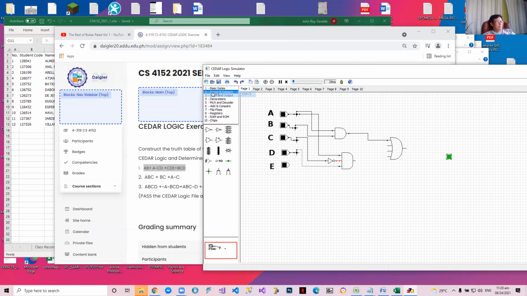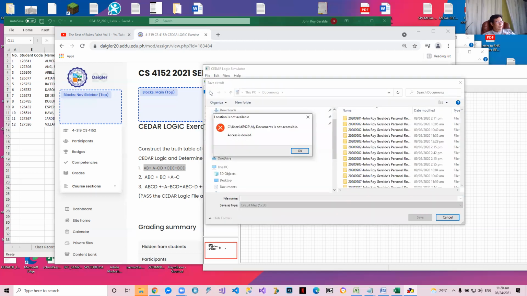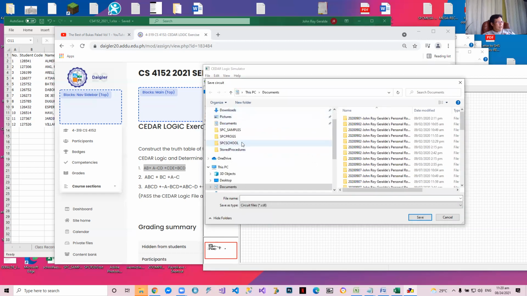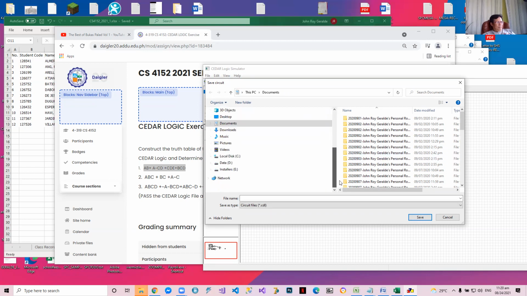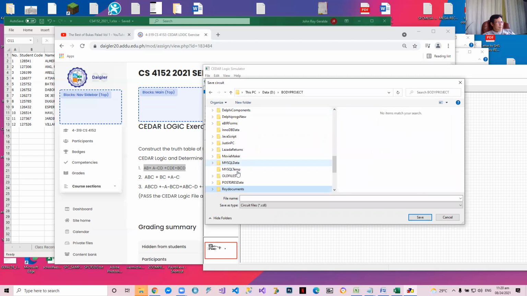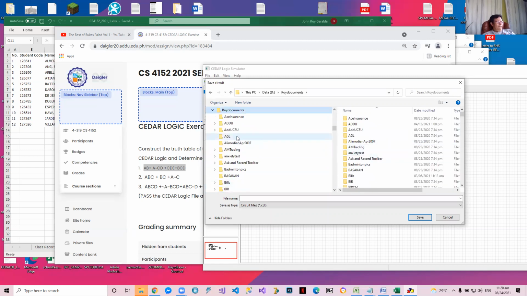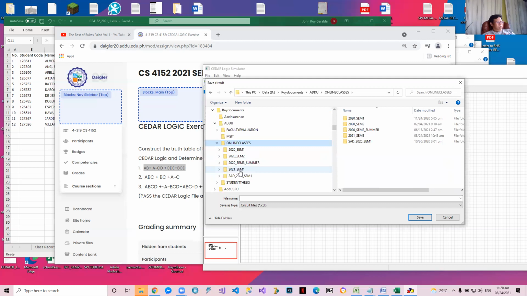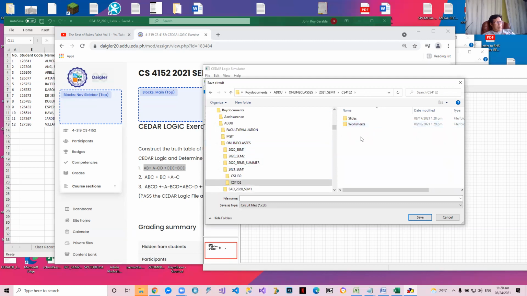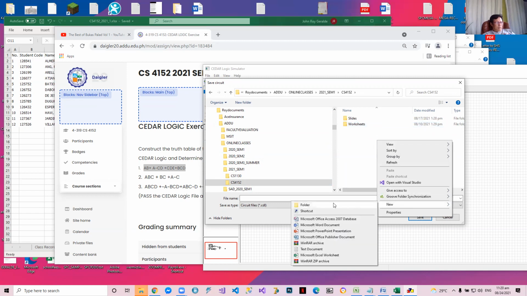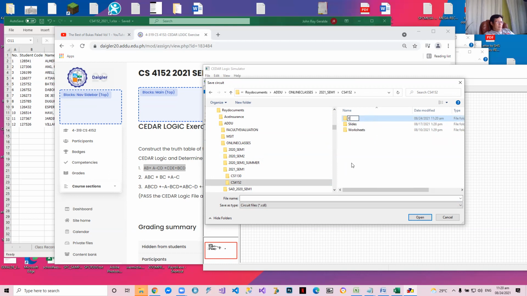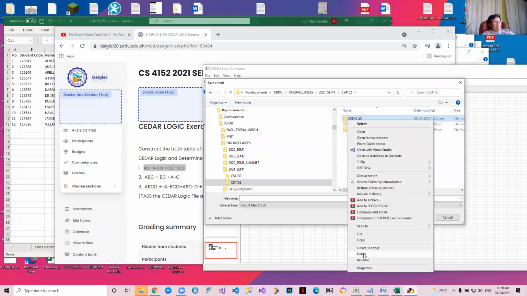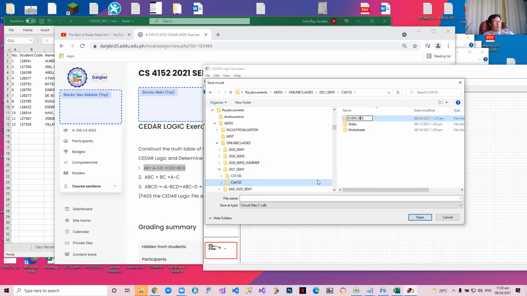We save this first. Save. Can we save it somewhere else, no? It won't let me. It has no access there. Save. It's good to save from time to time, no? Of course, you know that, no? Cedar one.